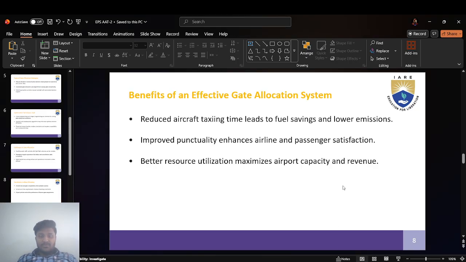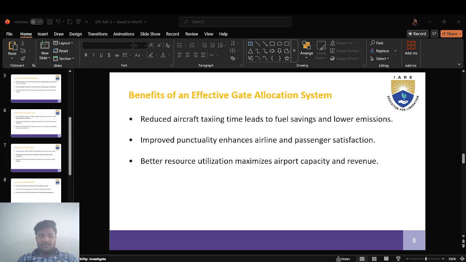Benefits of an effective gate allocation system. First one is aircraft size and gate compatibility. Not all gates can fit every plane. Big airplanes need larger gates, while smaller planes can use more gates. This means the airport has only certain options for each flight.